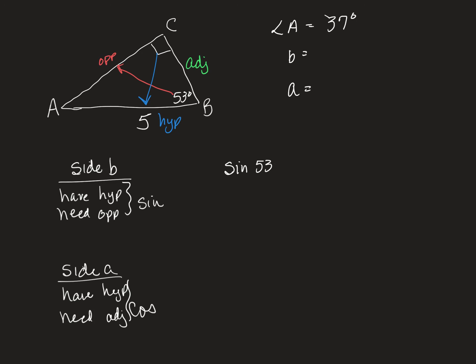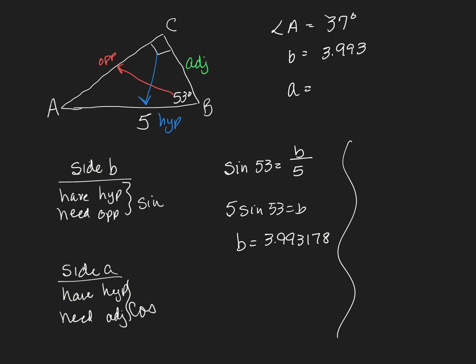If I set up the trig function for B, sine of 53 is going to equal my opposite side over my hypotenuse. So this is just 5 sine 53 equals B. So 5 sine of 53. That's B now equals 3.993178. So again, if I round to thousandths, this is 3.993.